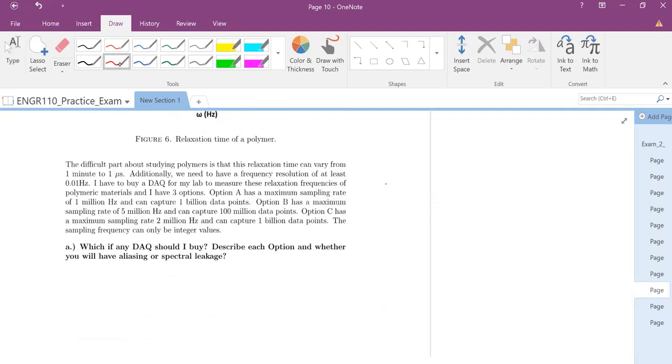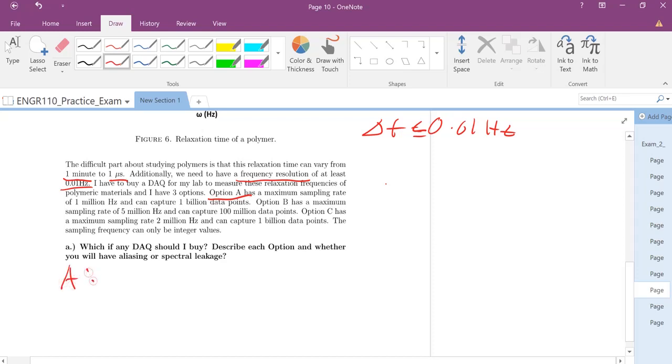So polymer relaxation times can vary between 1 minute and 1 microsecond. We need to have a frequency resolution. We know that our delta F must be at least 0.01, less than or equal to 1 hertz. For 3 options for my DAC, option A. So I'm going to start right in here.